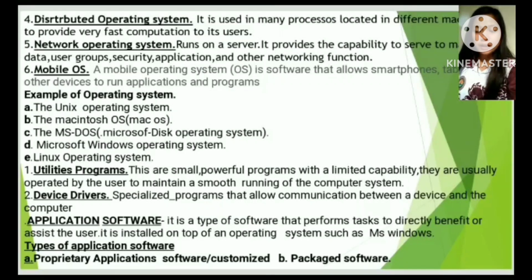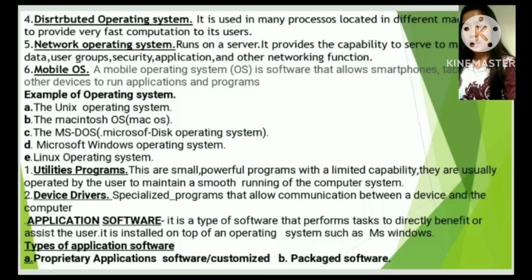A network operating system runs on a server. It provides the capability to manage data, users, groups, security, applications, and other networking functions. A network operating system is a computer operating system designed primarily to support workstations, PCs, and in some instances other terminals that are connected on a local area network.